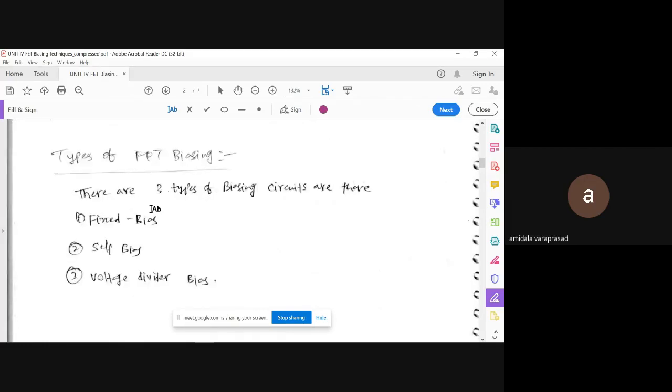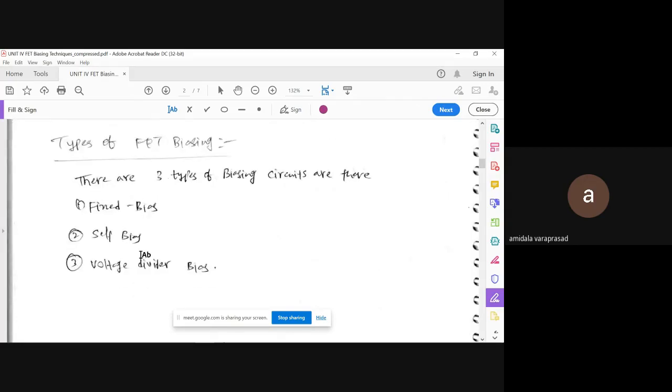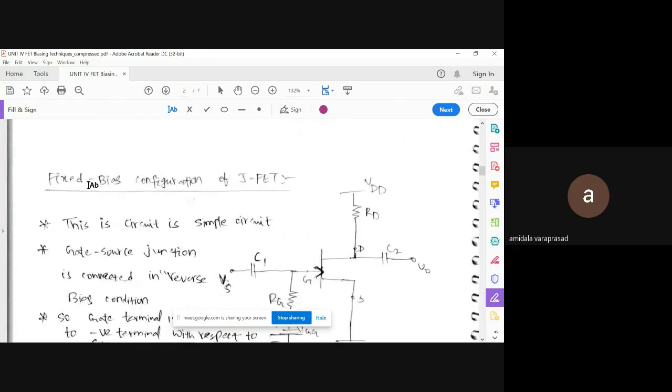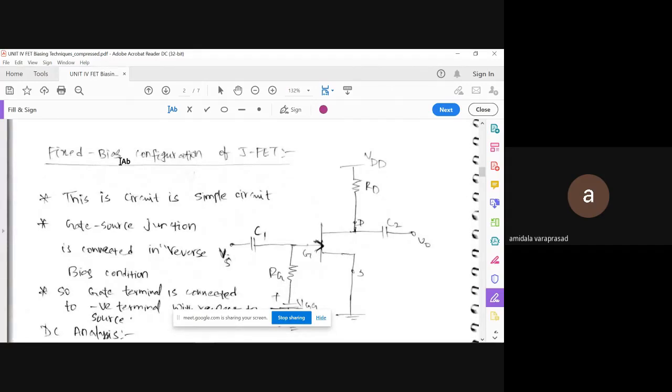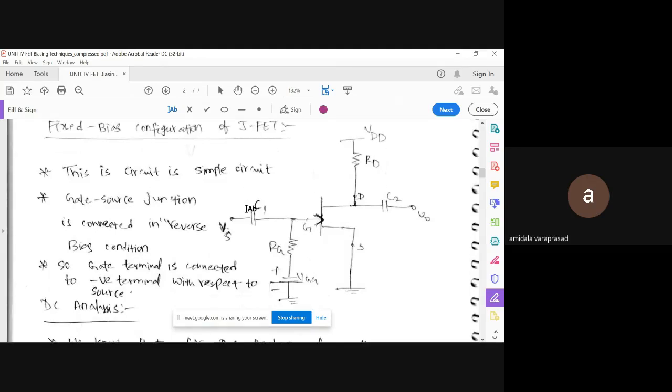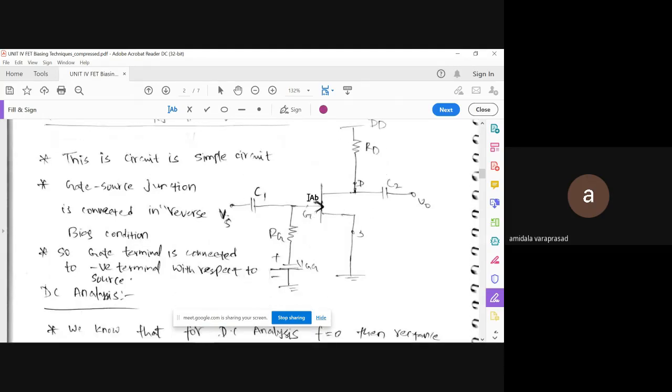Types of FET biasing: there are three circuits, fixed bias, self bias, and voltage divider bias. Please keep in mind, in BJT we have fixed bias and self bias, where self bias's other name is voltage divider bias. But here self bias is a separate circuit and voltage divider bias is a separate circuit. Now the fixed bias configuration of JFET. If they ask you to explain fixed bias in JFET or FET, you have to draw the circuit diagram like this.